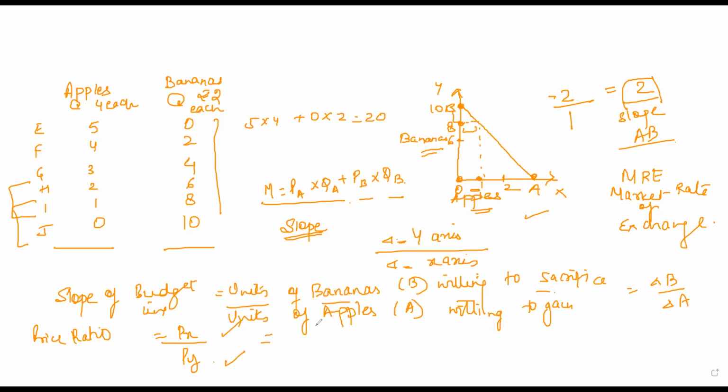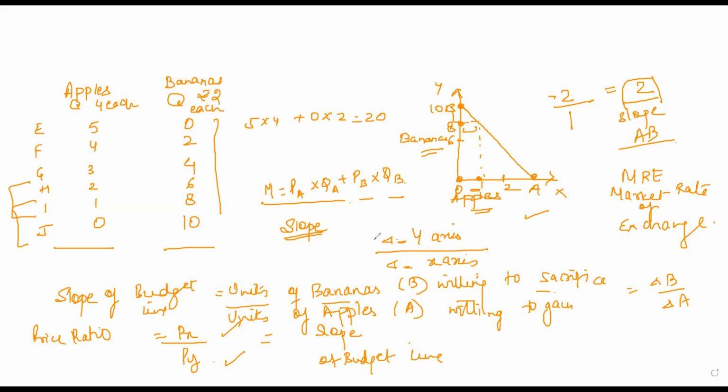Now we are going to prove that the slope of the budget line is nothing but this price ratio. We're going to prove this right now. Now let us understand why we sometimes say that the slope of the budget line is also represented by the price ratio.